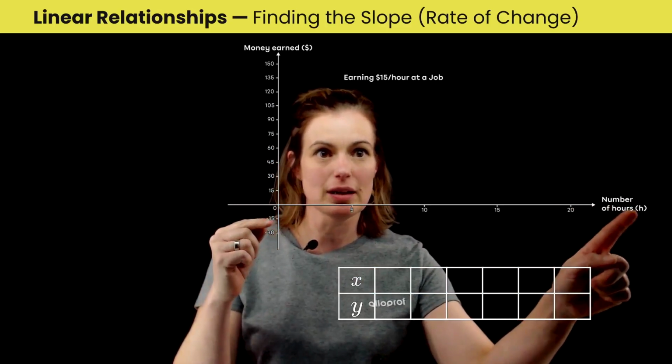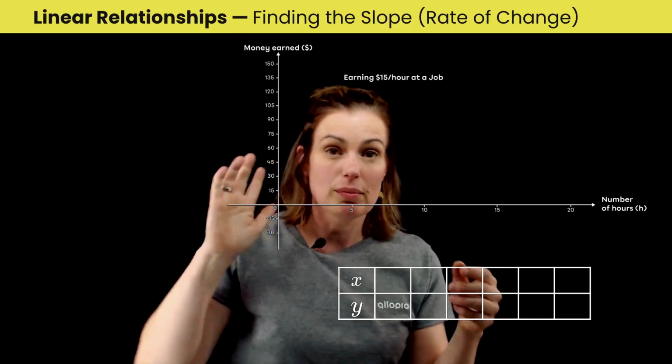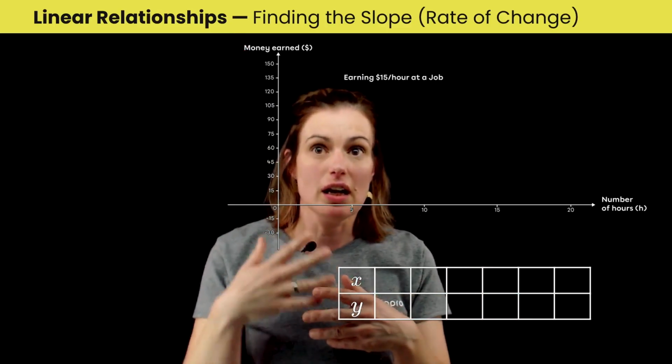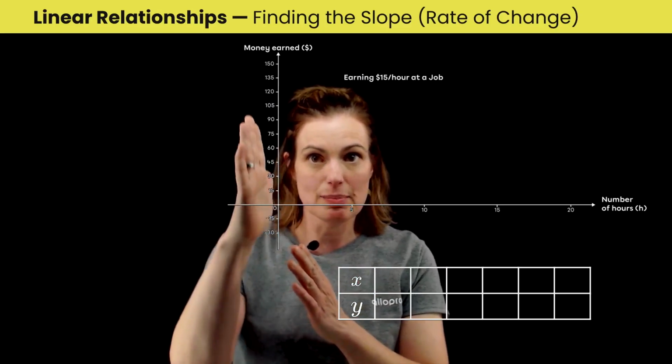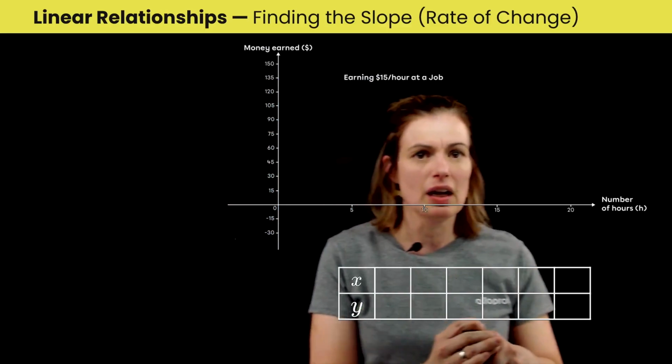And you can actually see that number of hours has already been labeled for us. And the money earned has been labeled for us. And the money earned is sitting on the dependent axis. So let's just start filling in this table of values and see how that would work.